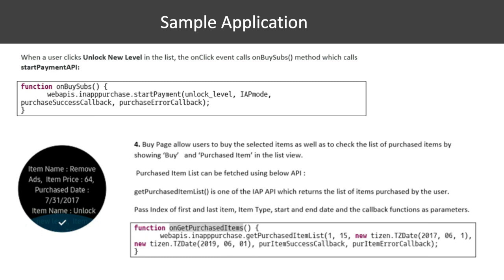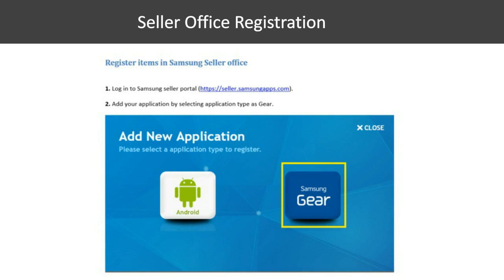So that's pretty much it for the actual implementation of IAP APIs in the sample application. So it is very easy. As I mentioned before, since you have IAP functionality integrated into your application, you have to become a commercial seller, and then you have to register your application first in the seller office along with the items that are available for the users to buy.